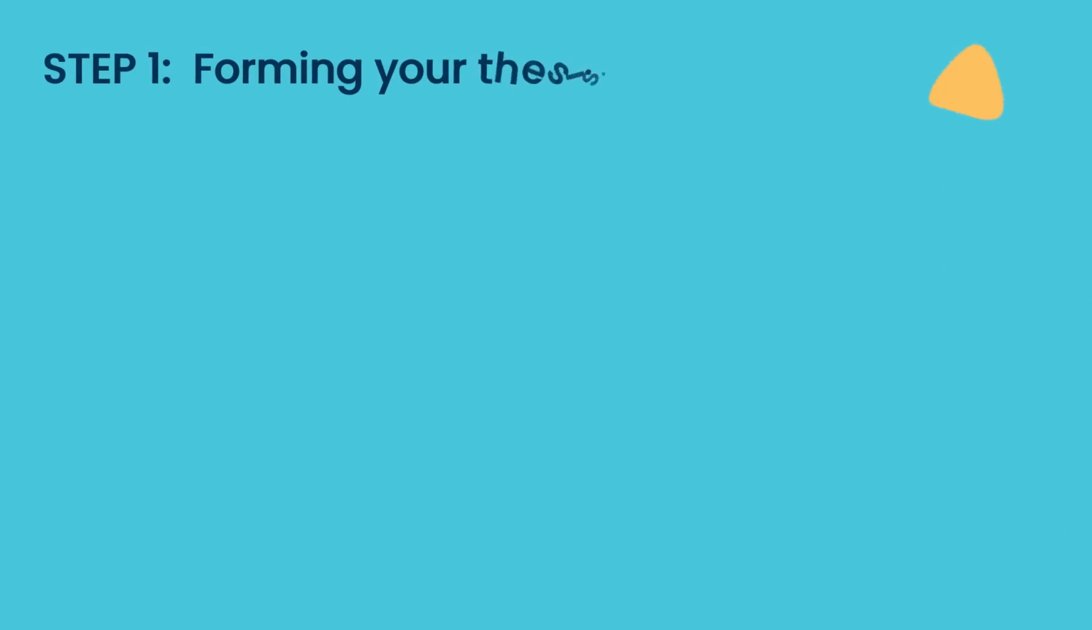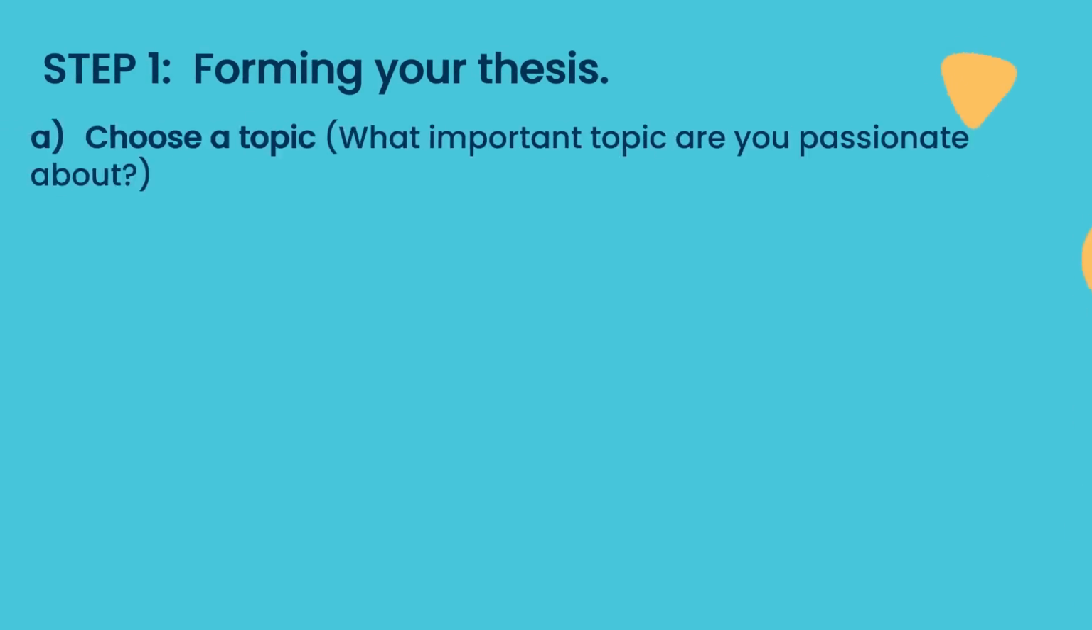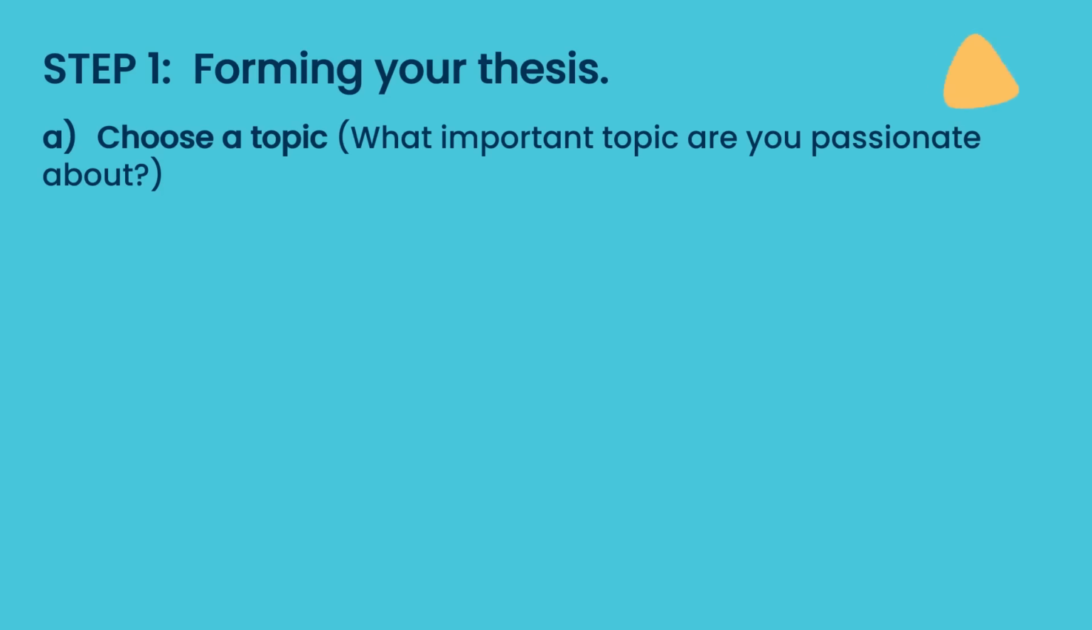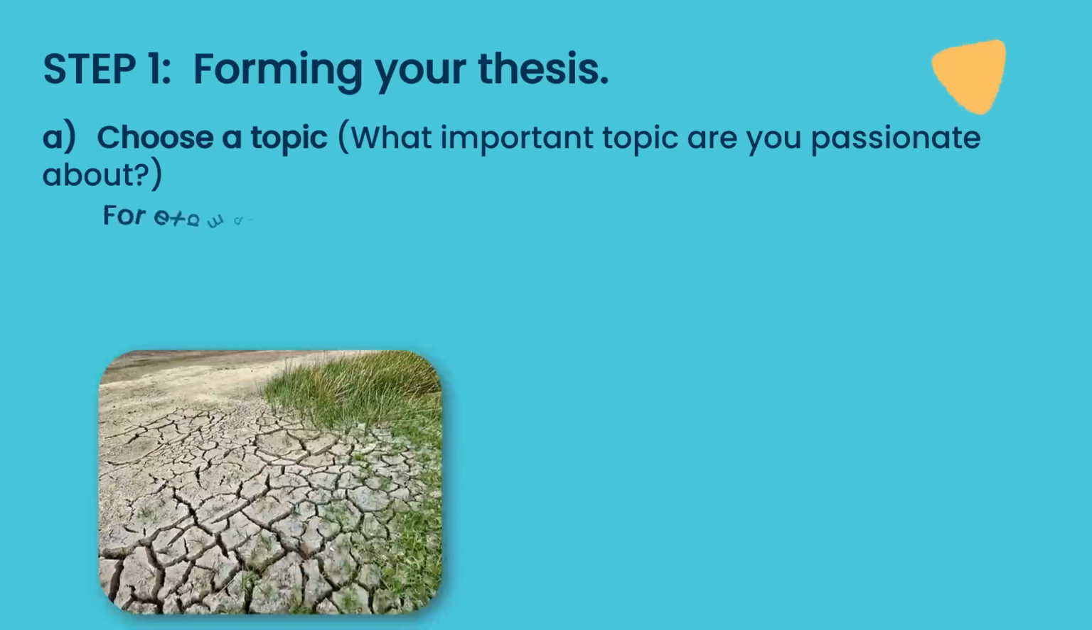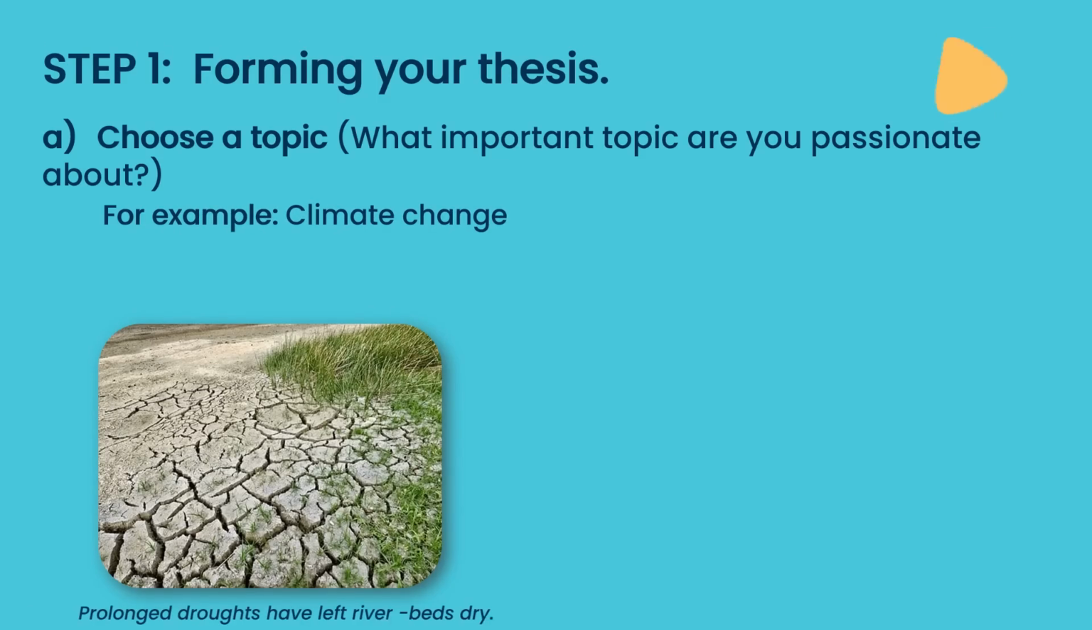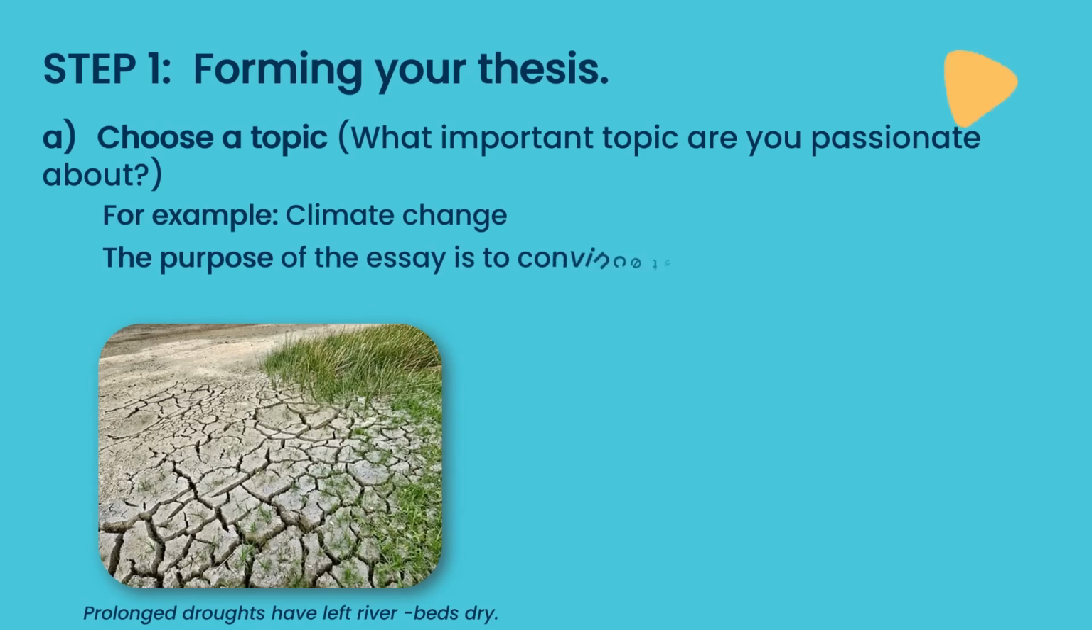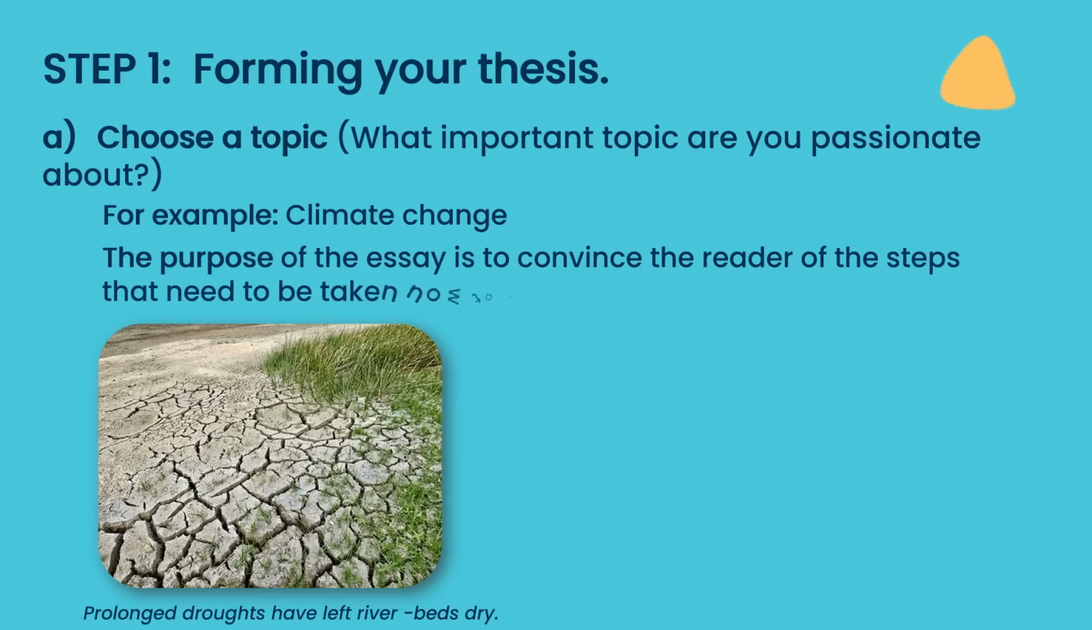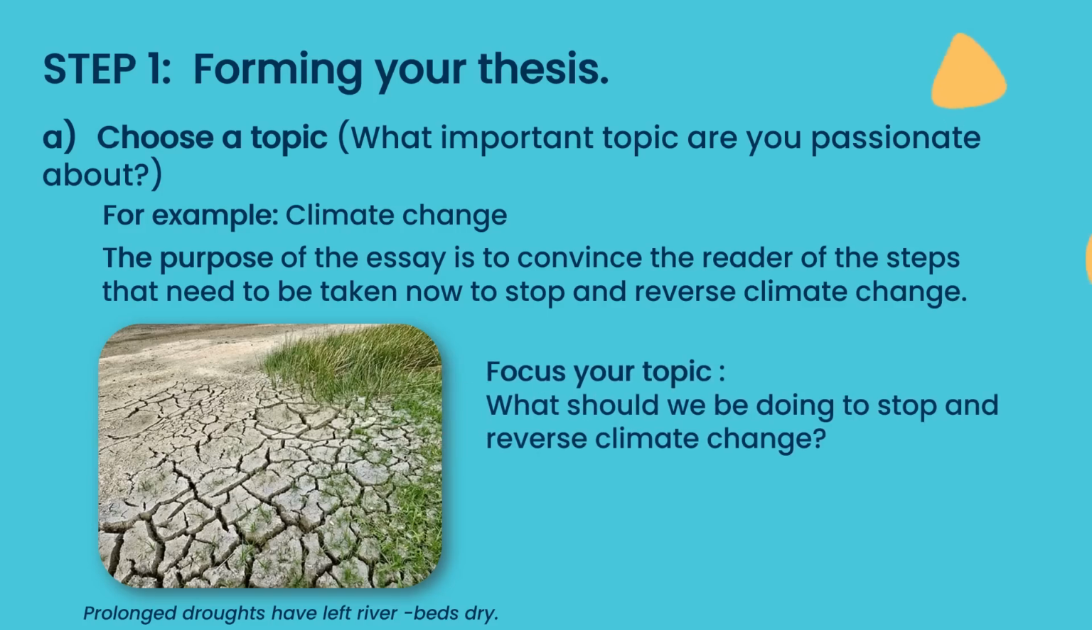Step 1. Forming your thesis. Choose a topic. What important topic are you passionate about? For example, climate change. Prolonged droughts have left riverbeds dry. The purpose of the essay is to convince the reader of the steps that need to be taken now to stop and reverse climate change. Focus your topic. What should we be doing to stop and reverse climate change?